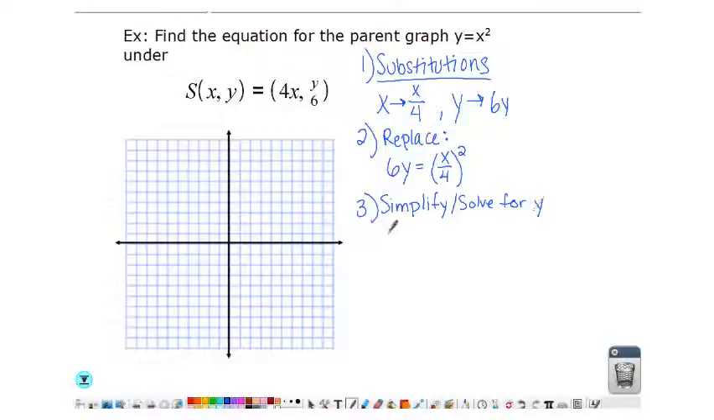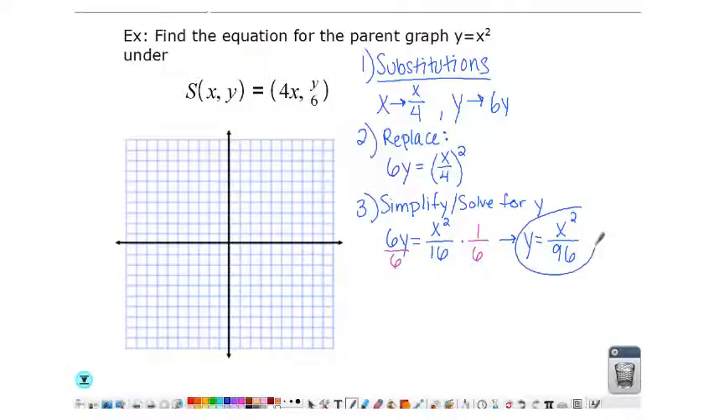Okay, so we have 6y then is going to be equal to, if we apply the square, we're going to get x squared over 16. And now we're going to want to divide both sides by 6 or multiply by 1 over 6 to get rid of the 6 on the left-hand side with y, which is going to leave us with y equals x squared over 96, if I did my math correct. Okay, so that's our new equation, and now we're going to graph it.